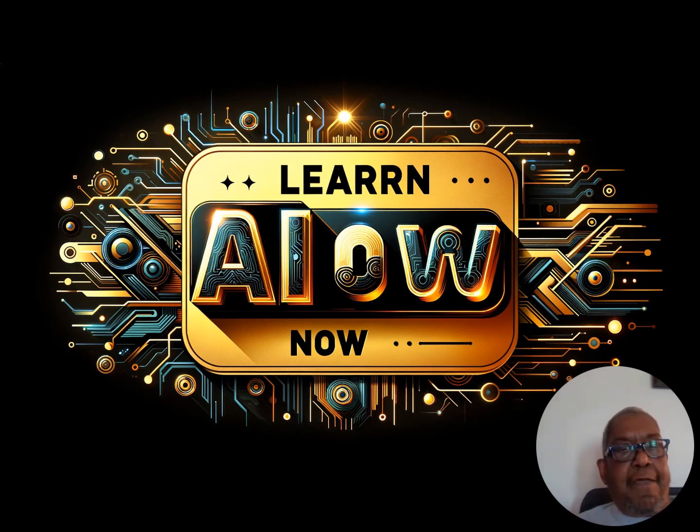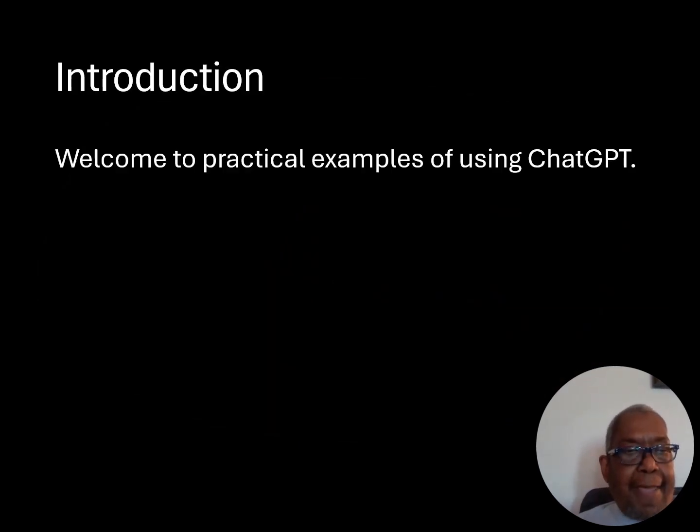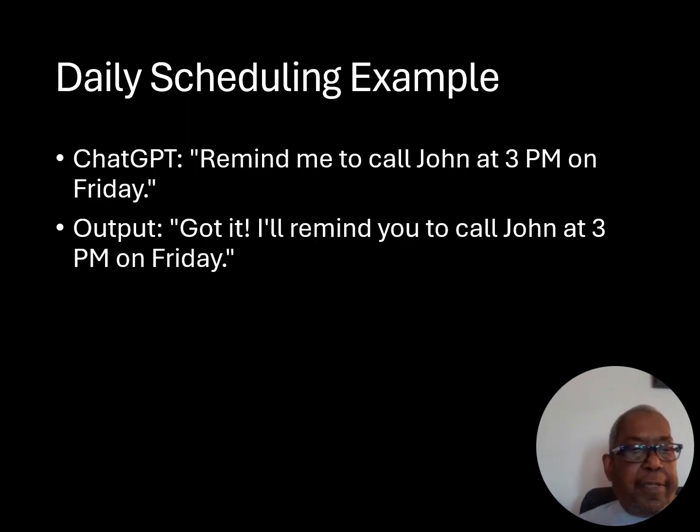In this video, we're going to talk about how you can use ChatGPT for some real practical things. For example, scheduling. You can tell ChatGPT to remind you to call someone at a specific time, and it'll come back and say, okay, I'll remind you at 3 o'clock to call.